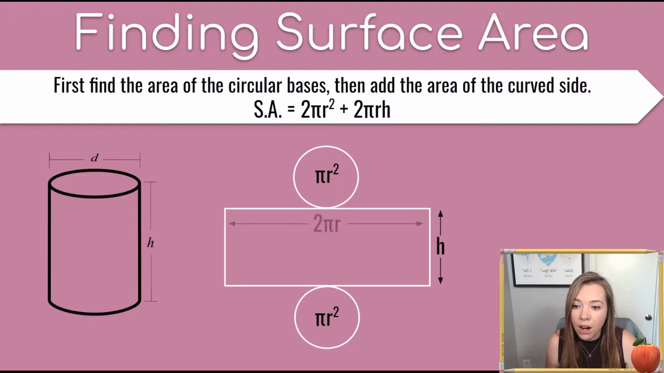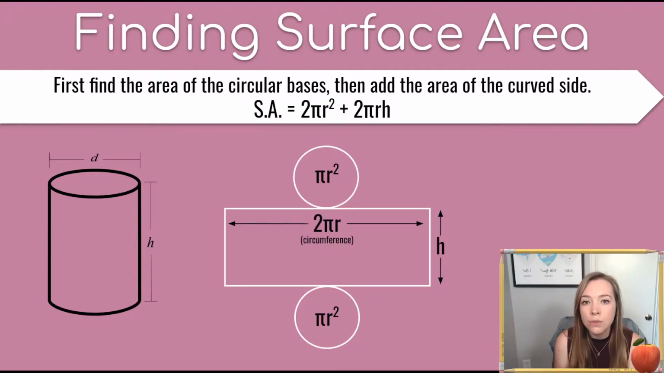So for our length, we're going to use 2 times pi times the radius, and that is our formula for the circumference of a circle. I have a video on the parts of a circle that will walk you through finding the circumference if that's something that you're struggling with.